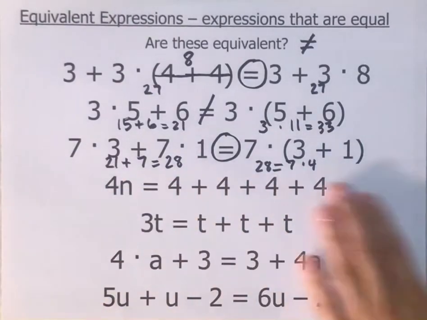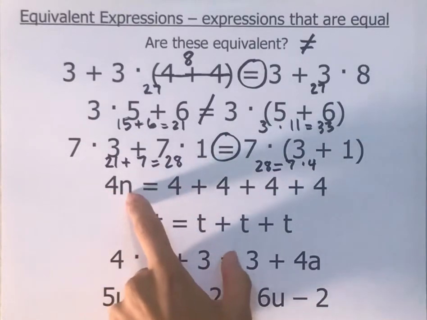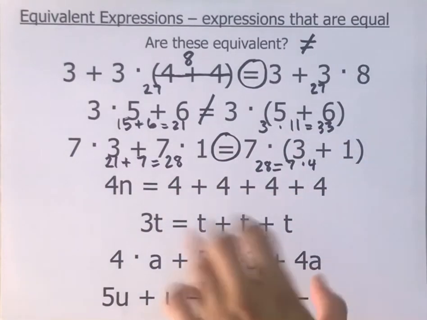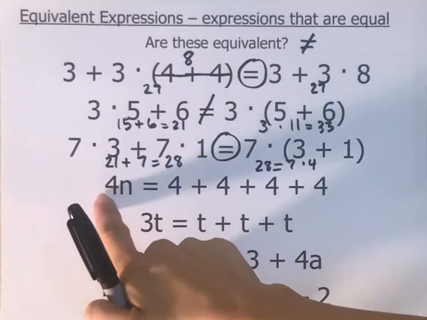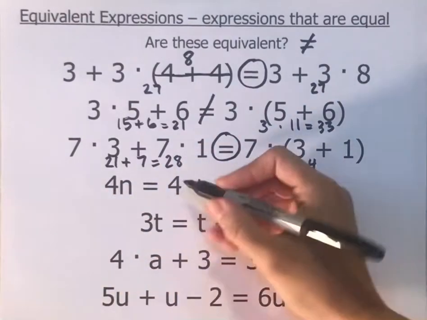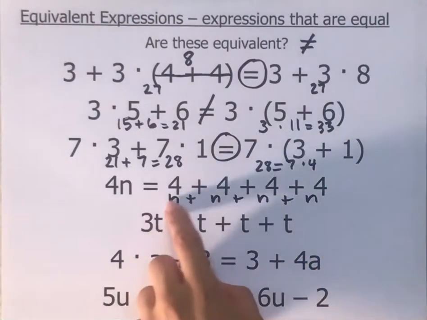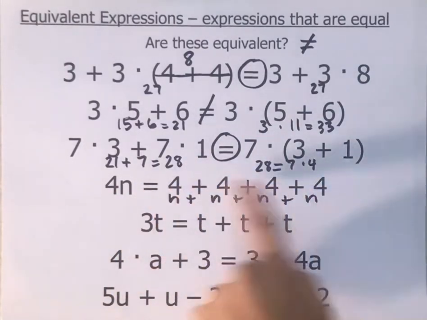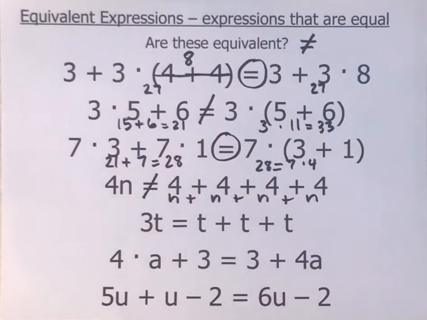All right, let's look at the algebraic ones. So let's look here. I have 4 n's. So this is telling me I need 4 n's equals 4 plus 4 plus 4 plus 4. Okay, this one's a problem because here, remember, this means I have 4 n's. So this should have been n plus n plus n plus n. And n plus n plus n plus n equals 4n. This does not equal 4n. This would be backwards. So this is not equal. This is written incorrectly. So those are not equal to each other.